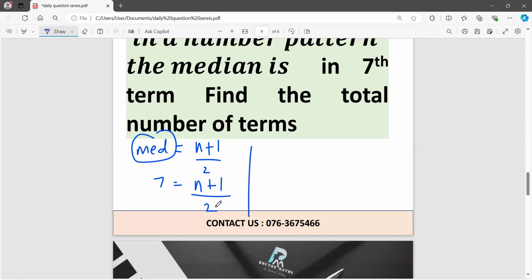Now what can I do? I can send the division by 2 to the other side. It becomes 7 multiplied by 2 equal to n plus 1. I want to find the value of n, so send the plus 1 to the other side. 14, when plus 1 goes to the other side, it means minus 1 equal to n. So 14 minus 1, we get 13. So n is equal to 13.